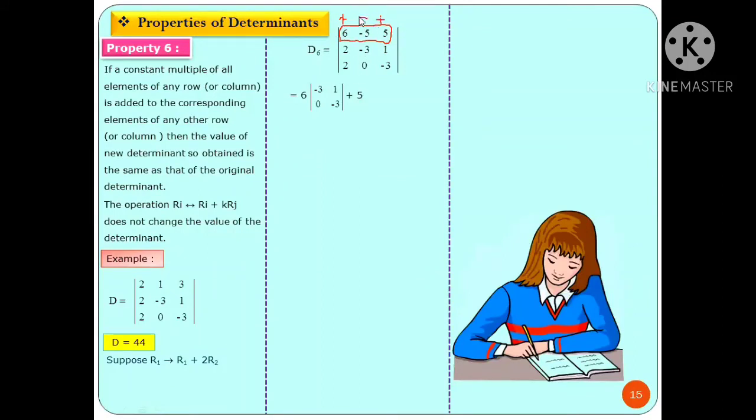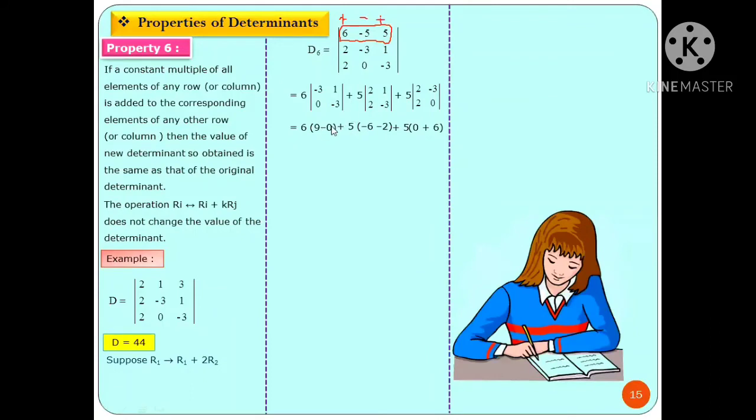Eliminate that particular row and column. The remaining elements are 2, 1, 2, minus 3. Next element, plus 5 times. Eliminate that row and column. The remaining elements here are 2, minus 3, 2 and 0. Solving the determinant, we get the value 6 times of minus minus becomes plus 9 minus 0. Next plus 5 times of minus 6 minus of 2, and last 5 times of 0 minus minus plus 6.